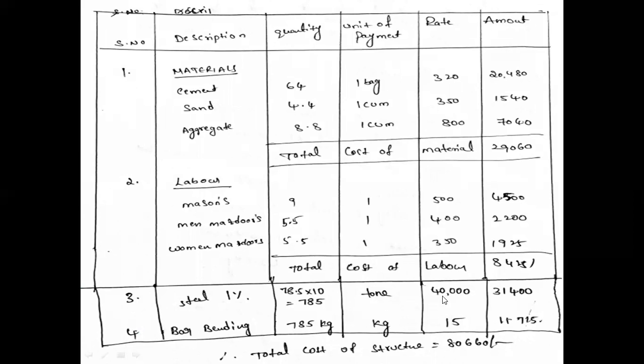So divided by ton means 1000, 40,000 divided by 1000 equal to 40 rupees. 40 into 785, that is 31,400.